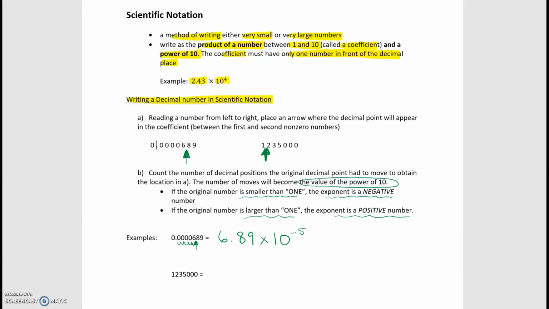Okay, so hopefully you had it move 1, 2, 3, 4, 5, 6 places. So to get an answer of 1.235 times 10 to the power, and again it's a number larger than 1, so 10 to the power 6.